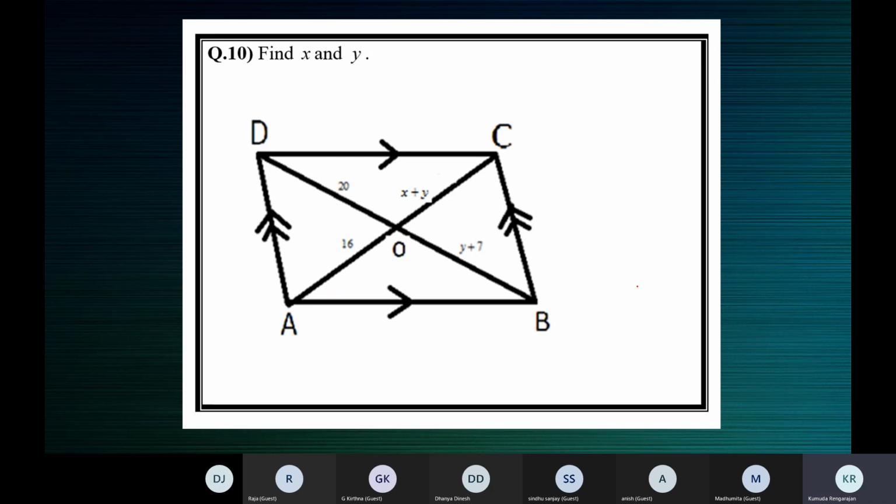Give a special name to this quadrilateral. What is ABCD? It's a parallelogram, because opposite sides are marked parallel. I'll just get back, children. Think about this one, work this and have your answer ready.